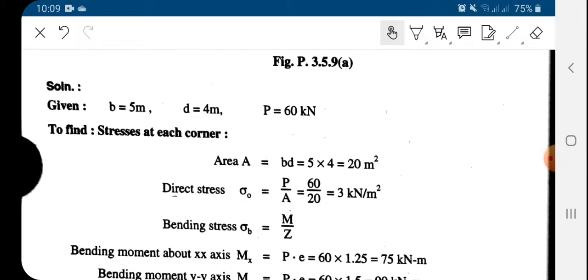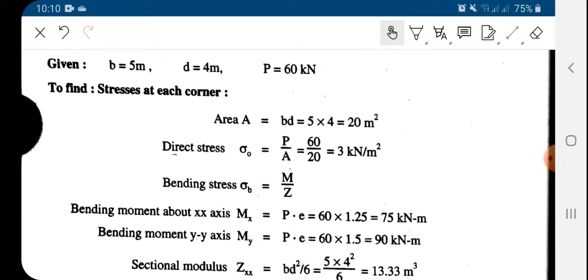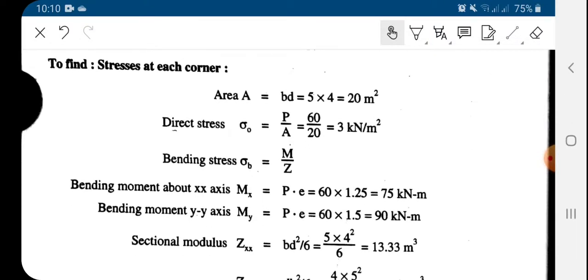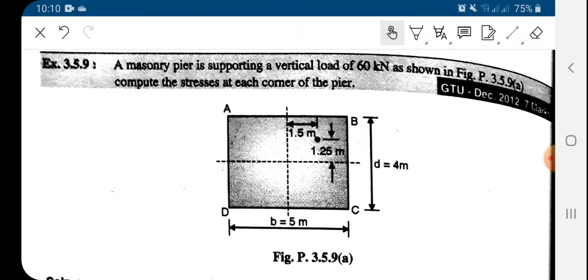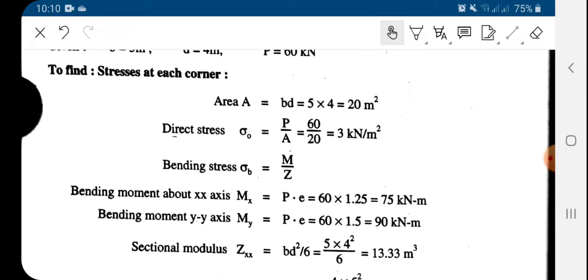Now next we have to compute the bending stresses. Bending stress will be equal to M by Z, but here the M will be different in different directions. For X direction M is different and for Y direction also M is different. So for X direction Mx will be equal to load into eccentricity. Here the load is 60 kilonewton and for this X direction the eccentricity is 1.25. So along this X direction the bending moment will be equal to 75 kilonewton meter.